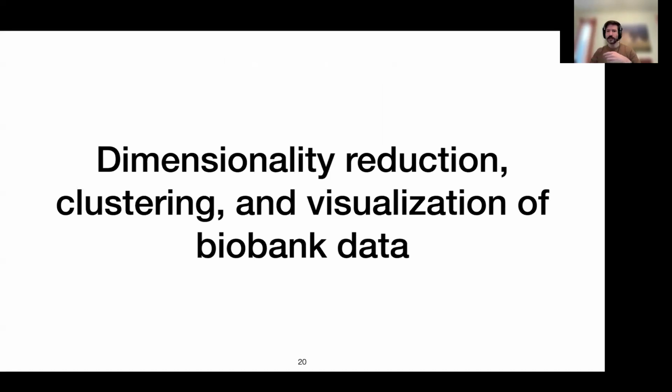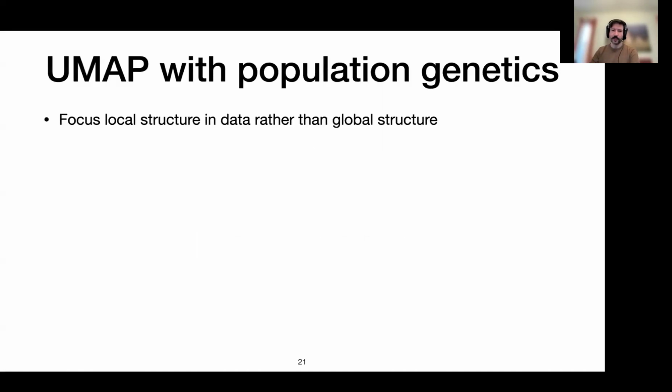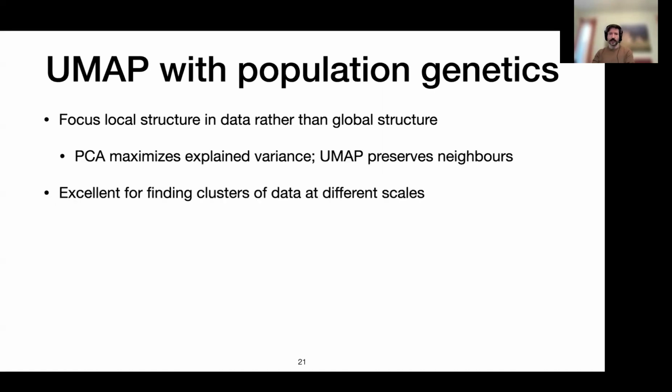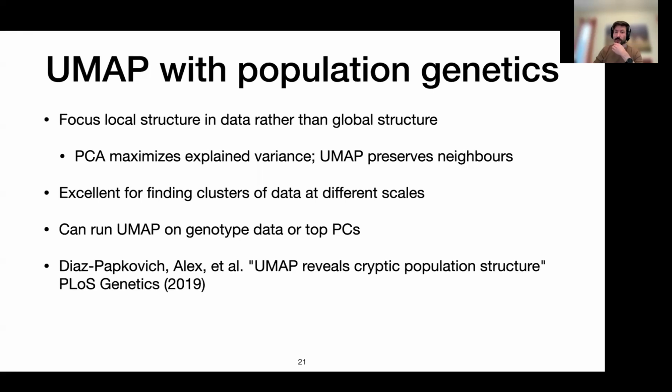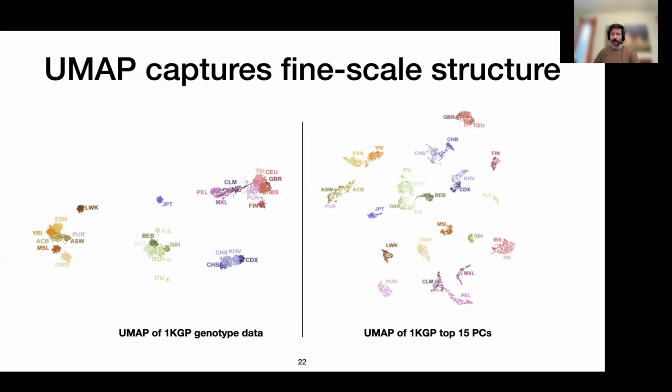A lot of the work I've done is on dimensionality reduction, clustering, and visualizing of biobank data. Within population genetics, UMAP focuses on the local structure in the data rather than the global structure. This makes it really good at finding clusters of data at different scales. In particular, you can find clusters of continental level ancestry or even city level ancestry sometimes. You can run UMAP on genotype data or the top principal components. If you're interested in this kind of stuff, I have a paper from 2019 with 65 supplementary figures and a bunch of really good explanations, so that's a really good primer for it. I'll be referencing it repeatedly, and these figures are from that paper.